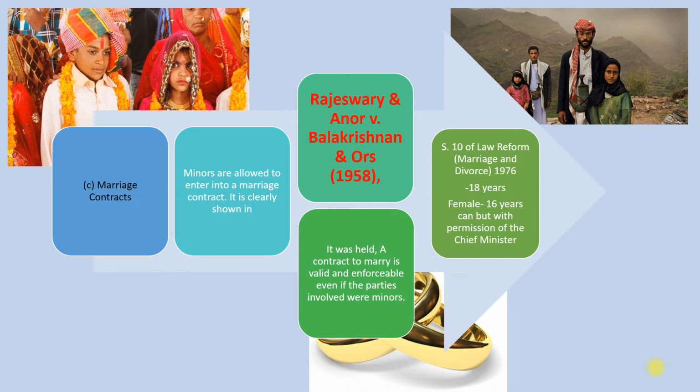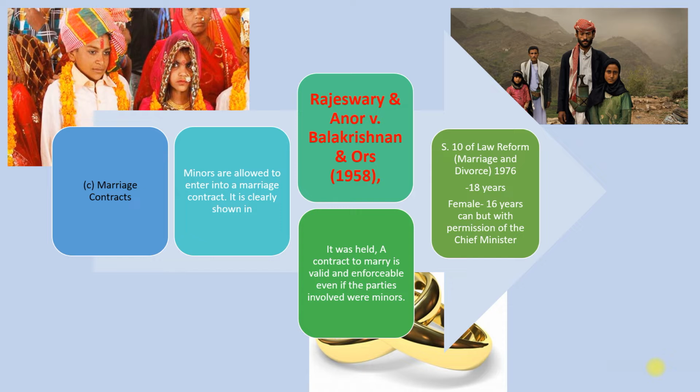Okay, right. The third exception is a marriage contract. In this exception, the law under the Contract Act gives a little bit of relaxation in terms of minors. Minors means those persons under the age of majority. They are allowed to enter into a marriage contract. In other words, they can marry before the age of 18.